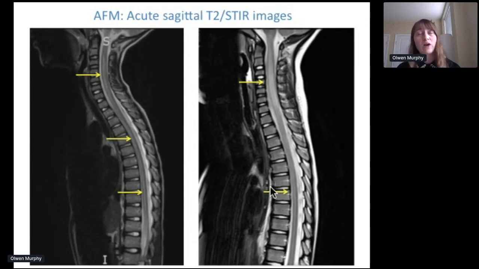Sometimes the swelling of the spinal cord can be quite substantial, and this is often the case in the cervical region. So as we can see here in the second image, the swelling of the cervical cord is actually effacing the CSF space that we usually see around the cord in this area.